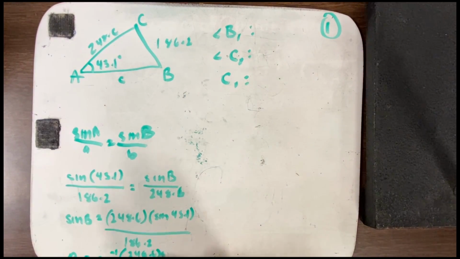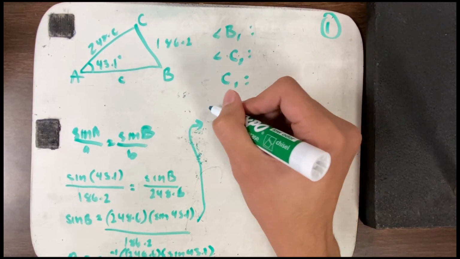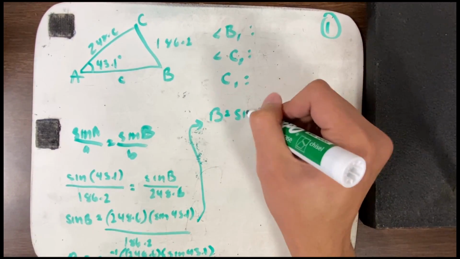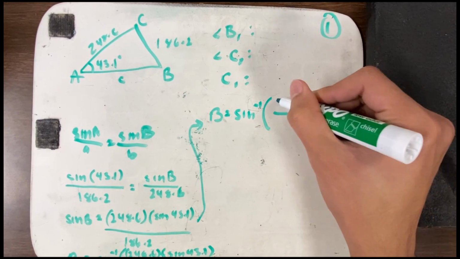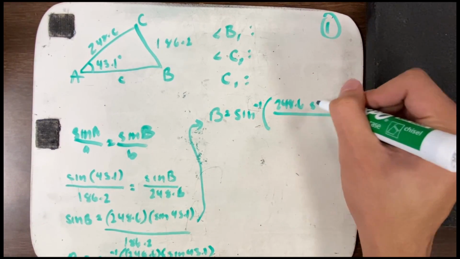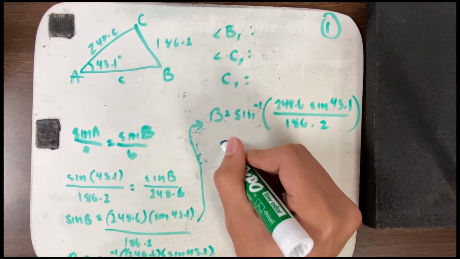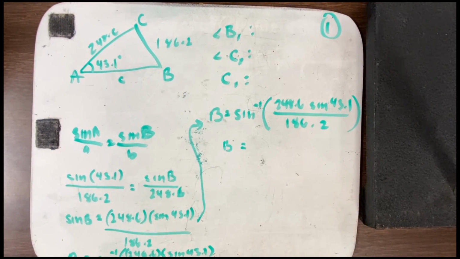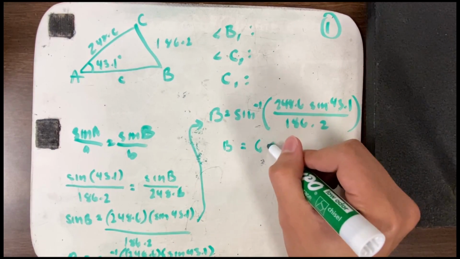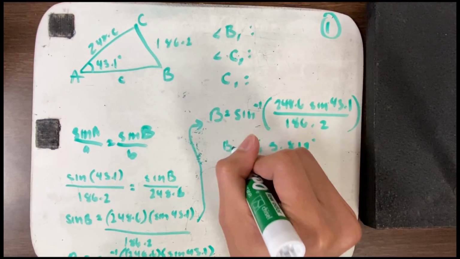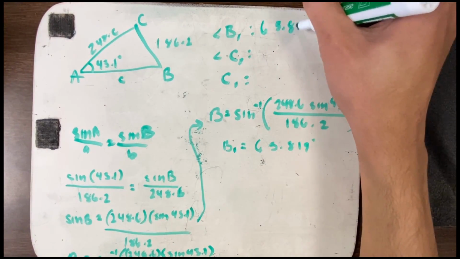And now, it cut out here. But basically, sine B, the inverse of sine B. Oh, here I am just rewriting it. Okay, that makes it a lot easier. So B is going to be the inverse of sine 248.6 times sine 43.1 over 186.2. And you put this in your calculator, you should get that B equals 65.819 degrees.